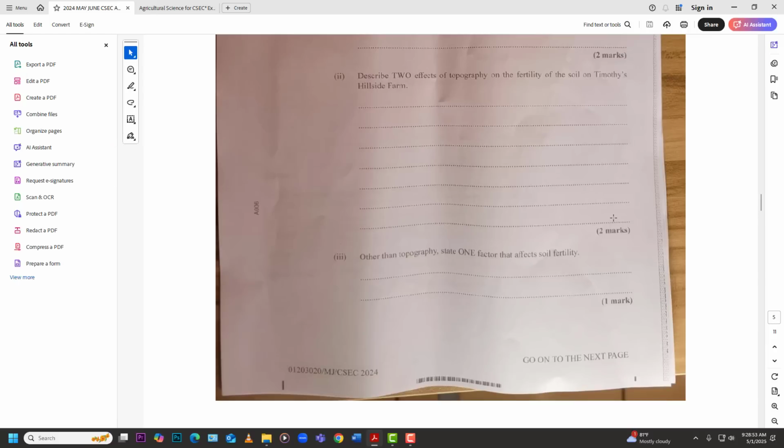And so we know that because of topography, erosion is going to be more prevalent. So erosion is a problem, right? So describe 2 effects. Erosion, because it's a hillside, the soil is going to be eroded easier, and of course you're going to lose nutrients when you're losing some of the soil. So that's one. The next one is the runoff. Because it's a hillside, naturally in rainfall, there'll be a lot of runoff because of the slope of the hill. And if there's runoff, then nutrients go with that, which hampers the soil fertility.